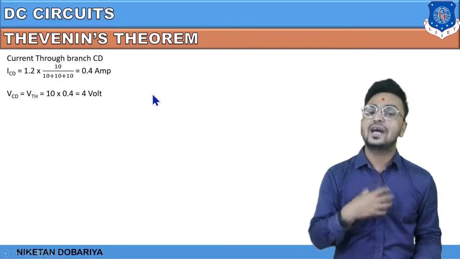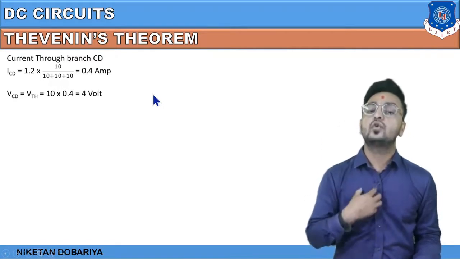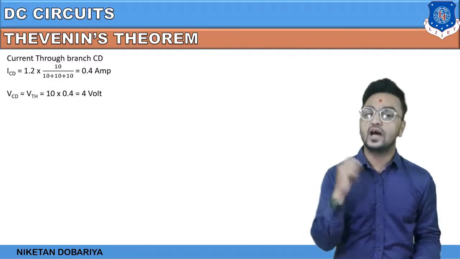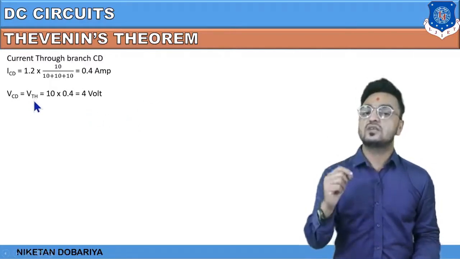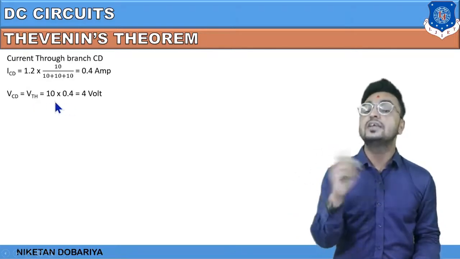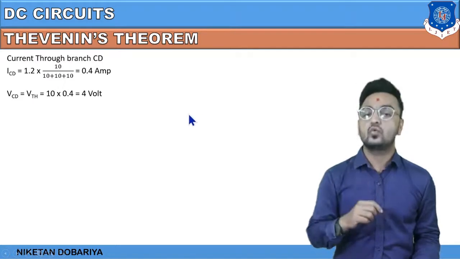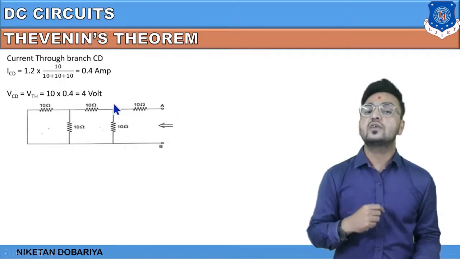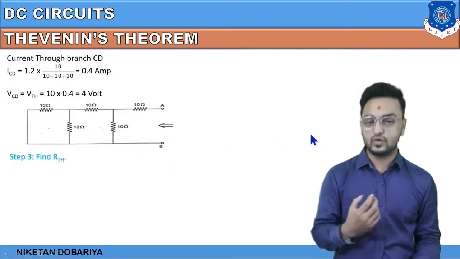So basically now we have the current of that CD branch, and if you want to find out the voltage across that CD, that is going to be V is equal to I into R. So that will provide VTH, I into R, means 10 into 0.4. This is R into I. So that will provide the 4 volt. So this is the VTH voltage across CD, or you can say voltage across AB, VTH is 4 volt.